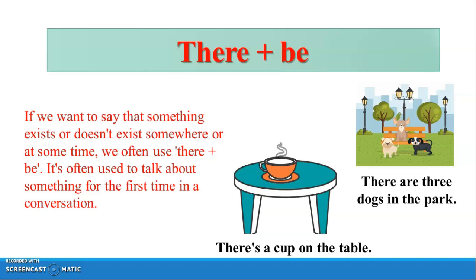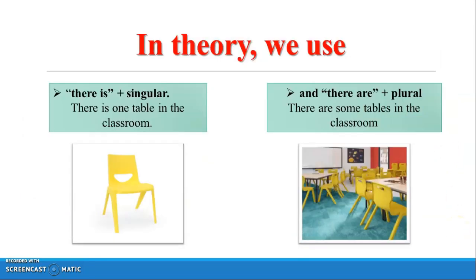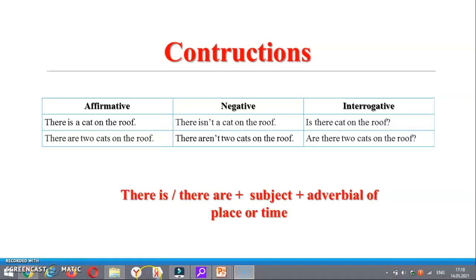For example, in singular, there is a cup on the table, and in plural, there are 3 dogs in the park. In theory, we use there is plus singular: there is 1 table in the classroom, and in plural, there are plus plural: there are some tables in the classroom. Constructions: affirmative, negative, and interrogative forms.